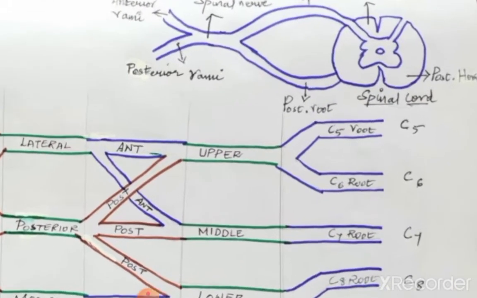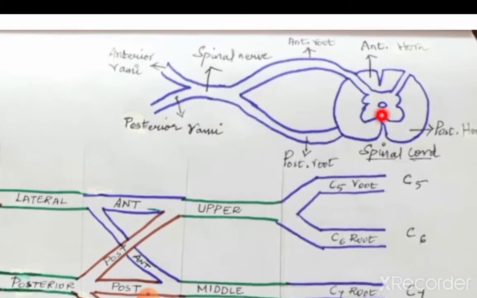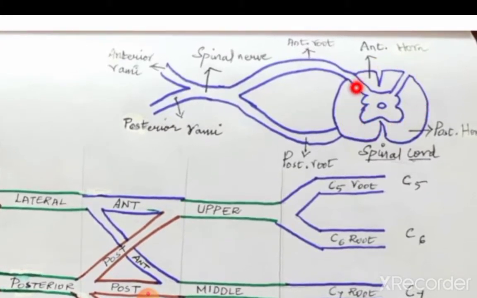So for that, this is the spinal cord. The region on the front side is called anterior horn, and the region on the back side is called posterior horn. On either side there are two anterior horns and two posterior horns. Right side anterior horn, left side anterior horn, and right side posterior horn, left side posterior horn.